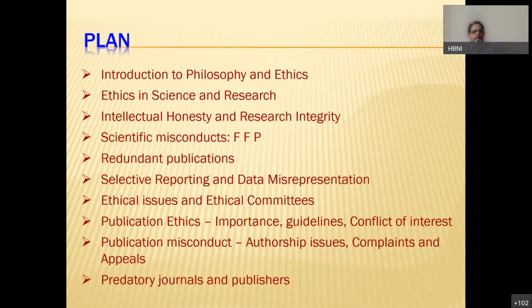Then we have redundant publications. What do you mean by redundant publications? Basically you have the same set of results which have been published once. You again try to paraphrase them in a different form and publish them again. Or you find that a particular field of research has become totally redundant and is of no current relevance at all, and you still try to publish in that particular area. So these become what are called redundant publications. Then we have what is called selective reporting and data misrepresentation.